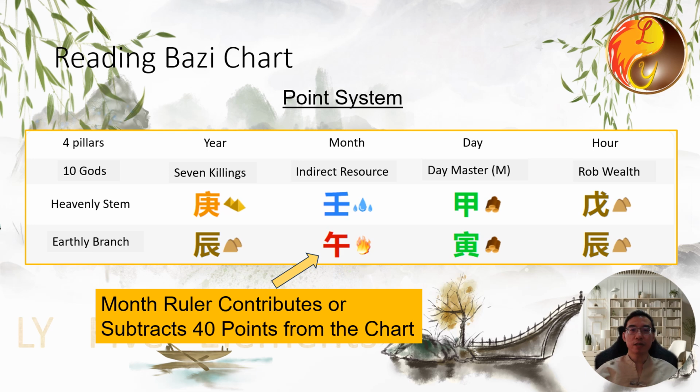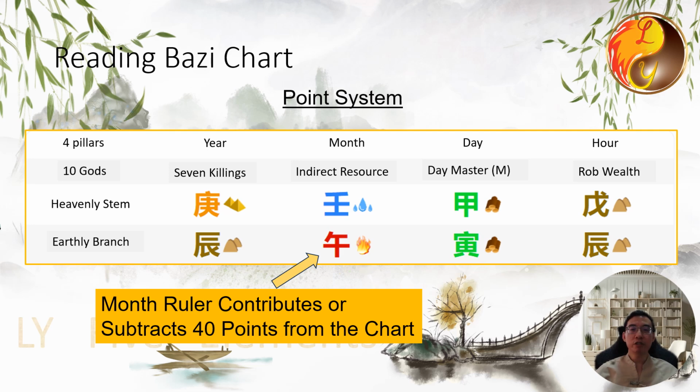The first step is to look at the relationship between the day master and the other 7 characters in terms of production and control. The energies of these 7 characters are not the same. The first character to look at is the earthly branch of the month pillar, called the month ruler or the command center as I call it. It has the strongest energy and may contribute or subtract 40 points from the overall strength of the chart.